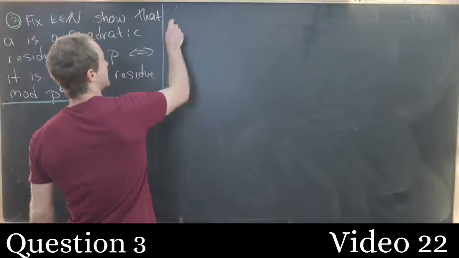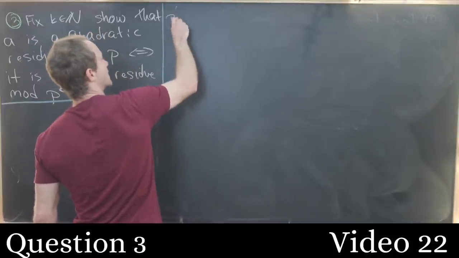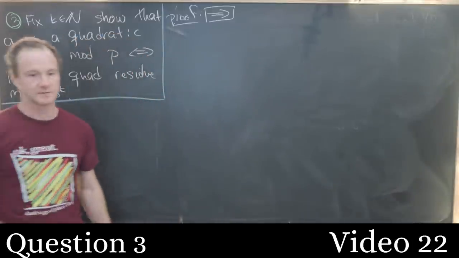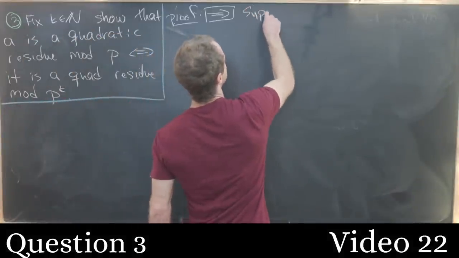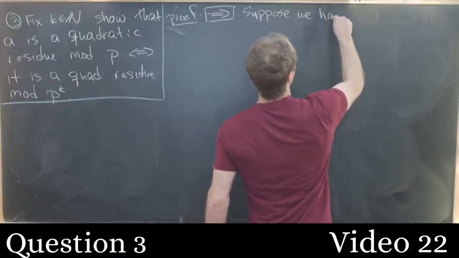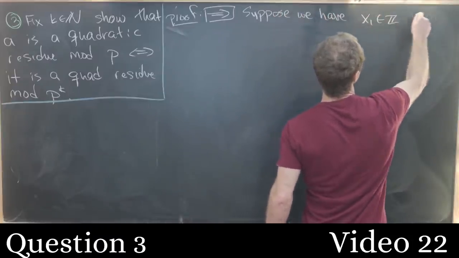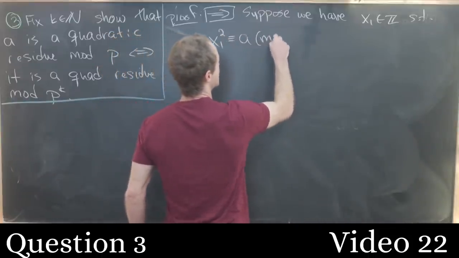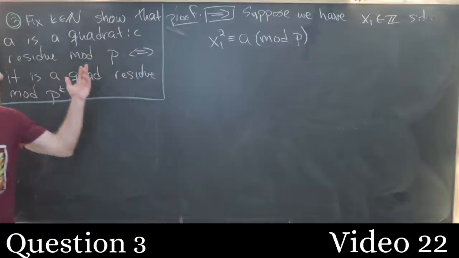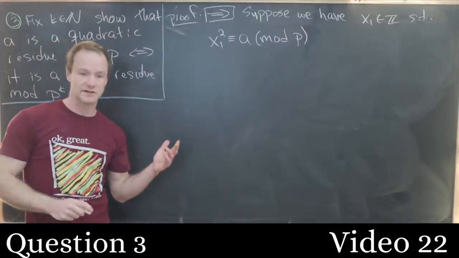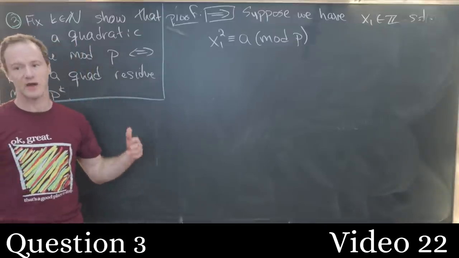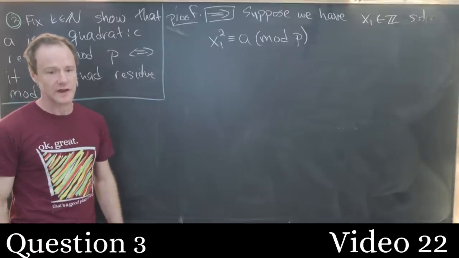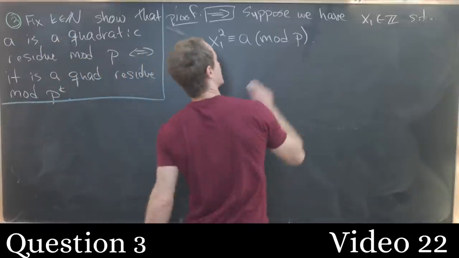Okay, so let's rewrite the proof here, and let's say that we're doing this forward direction first. Let's suppose we have something I'll call x1, which is an integer, such that x1 squared is congruent to A mod p. Well, that's the definition of A being a quadratic residue. Quadratic residue means perfect square. That's not exactly true. You have to be relatively prime to whatever you're doing, but we have that as well.